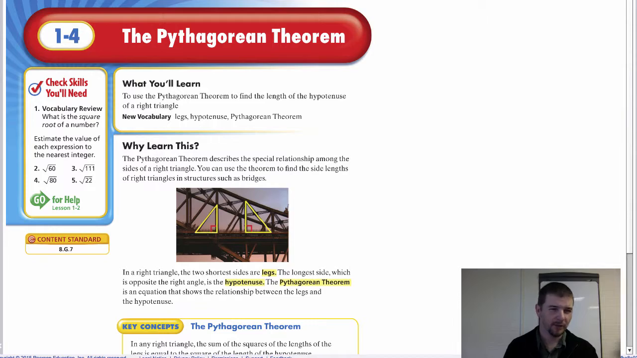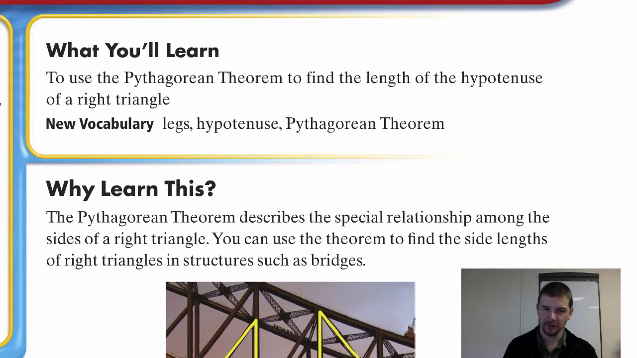And welcome to section 1.4, the Pythagorean Theorem. What you'll learn: to use the Pythagorean Theorem, and pronounce it correctly, to find the length of the hypotenuse of a right triangle. New vocabulary for this section: legs, hypotenuse, Pythagorean Theorem.